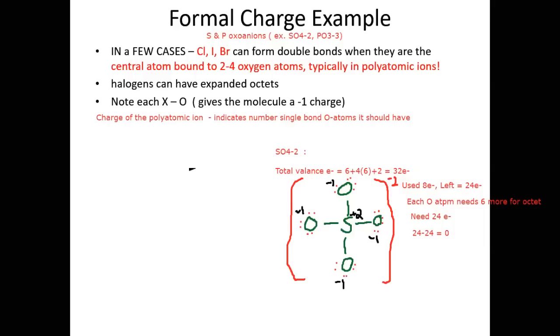Since it's a -2 overall, we're going to take two of those single bonds on the single bond oxygens and make them double bond oxygen atoms. Let me remove all these charges. It doesn't matter which ones, I'm just going to take two from here and turn that into a double bond. So watch this. We take those two and make them double bonds, and we're going to do the same on the other side.